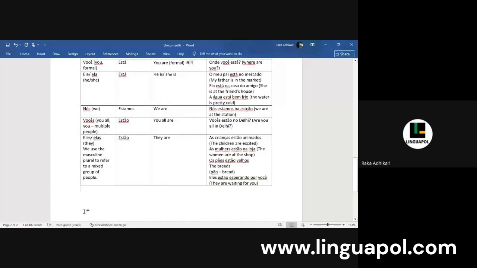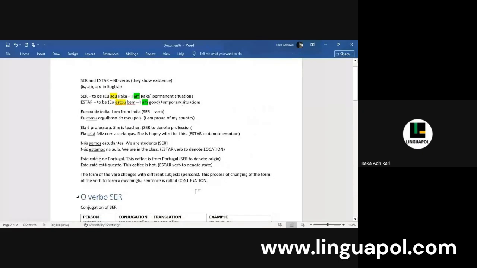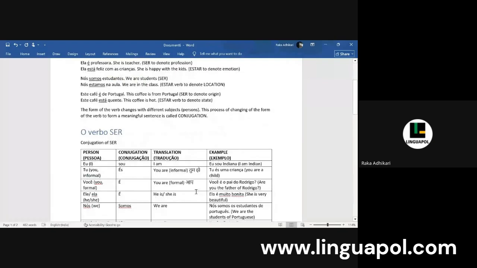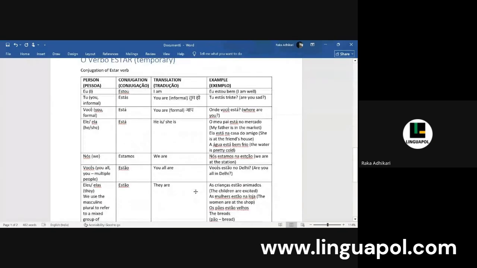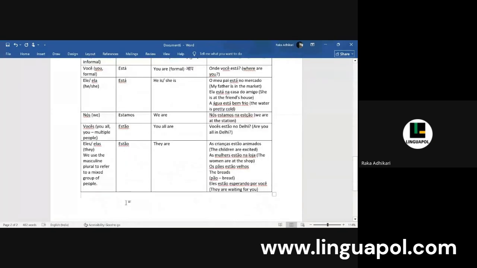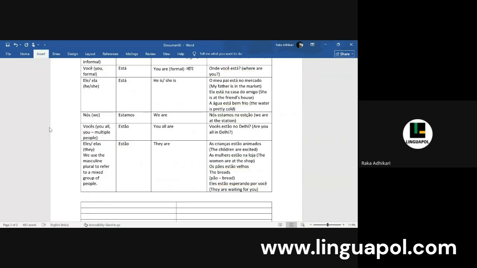Now, we understood that the ser verb will be used for permanent situations, whereas the estar verb will be used for temporary situations. But just to give you an idea, let's have some real situations where we use the ser verb, and in contrast, where do we use the estar verb. So I'll draw a table for you and let us understand where all we use ser and where do we use estar.